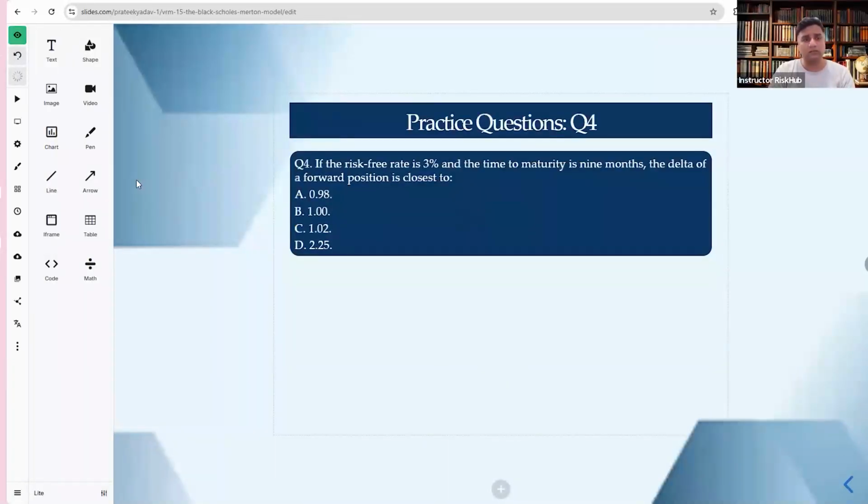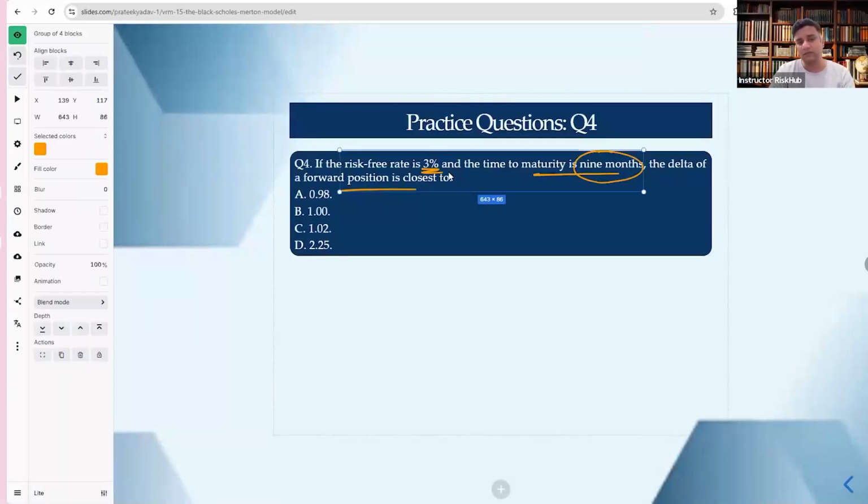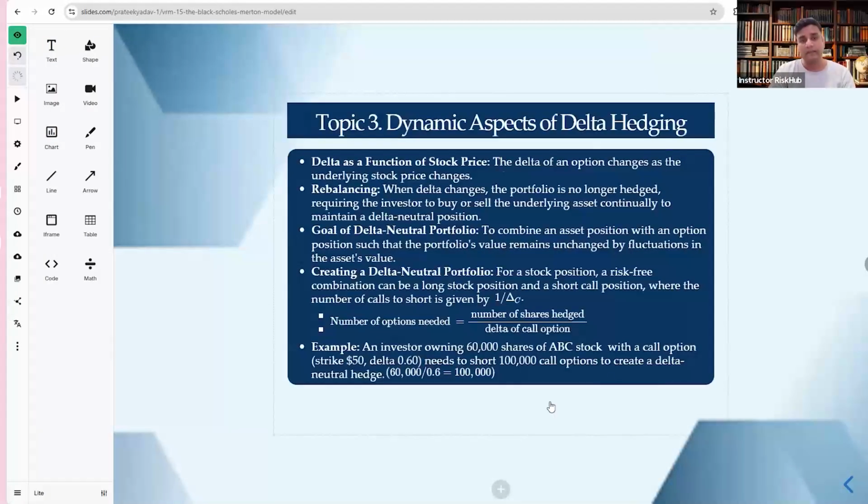Then let's do this question. If the risk-free rate is 3% and the time to maturity is 9 months, what is the delta of a forward position? Delta of a forward position was what, guys? You don't even have to solve the numerical. The delta of a forward position was 1. You don't need to actually calculate anything, it's just to confuse you. It's a 1. Then we get into this part, which is important.